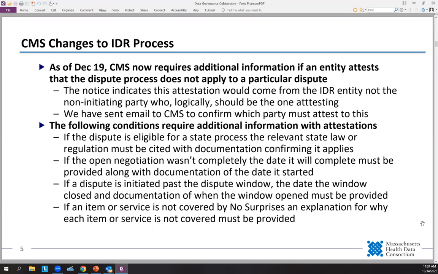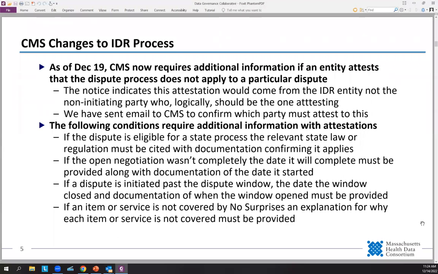So this is interesting because it came via email from CMS. As far as I can tell, this is nowhere on the CMS website. But there are some changes to the IDR process where they're basically requiring additional documentation of cases where someone is arguing that the dispute process does not actually apply to an initiated dispute. Now, what's interesting is that in the email, which is rather lengthy, CMS indicated that these attestations and additional information should come from the IDR entity, not the non-initiating party.